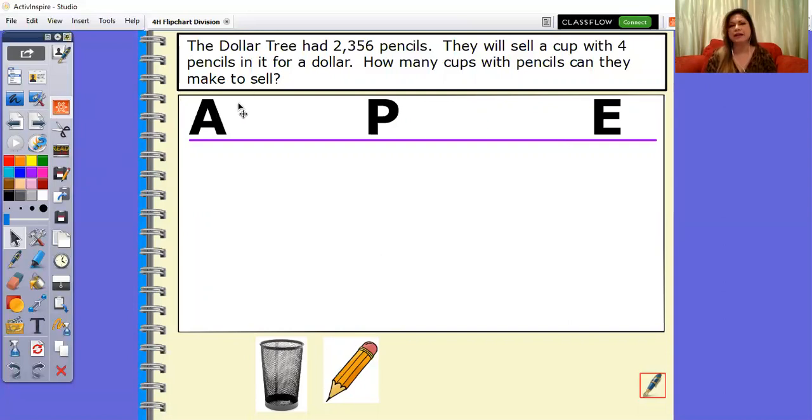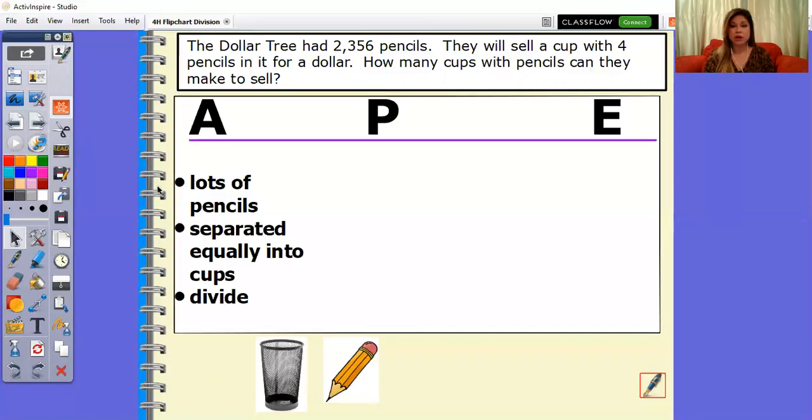So let me analyze this problem. Well, first of all, Dollar Tree has lots of pencils. Over 2,000, that is a large number. So I know that this number is very large and that I'm going to separate them equally into the cups. So I'm thinking that my answer is going to be smaller than what the original number of pencils was. So I'm thinking division.